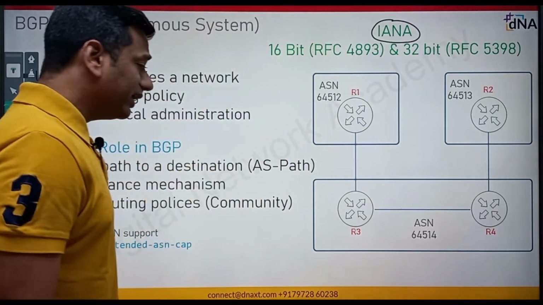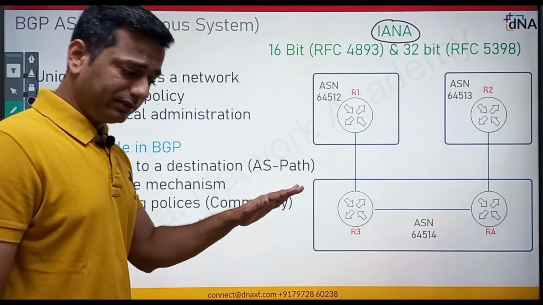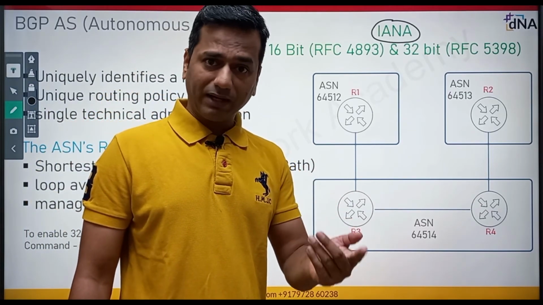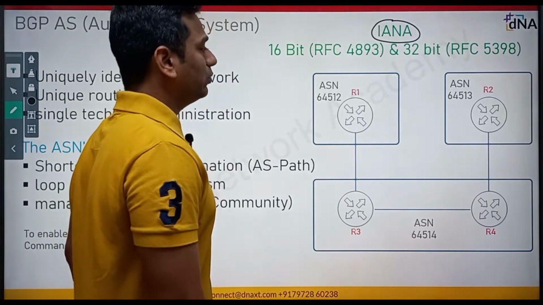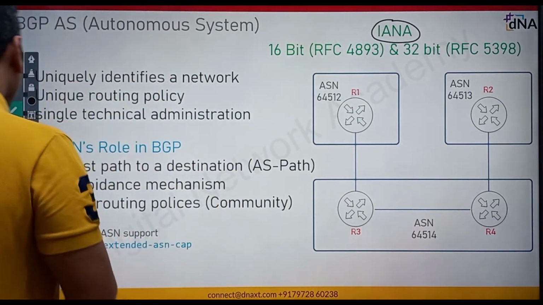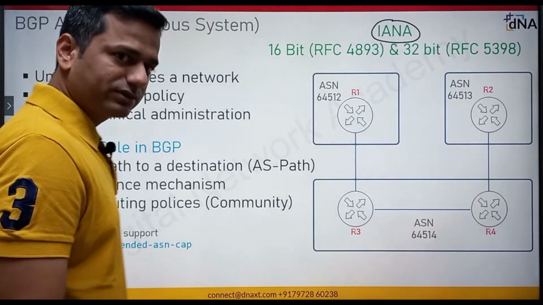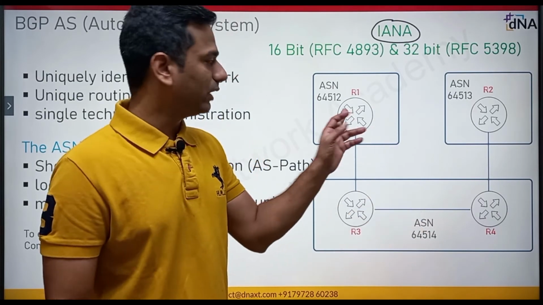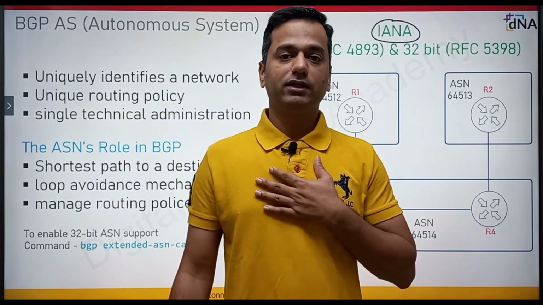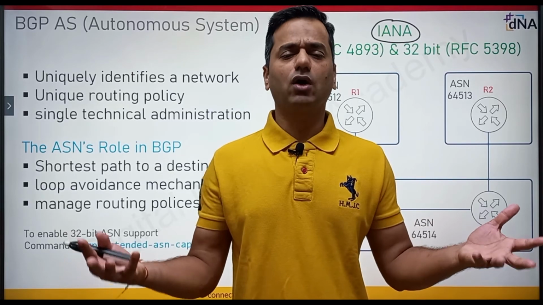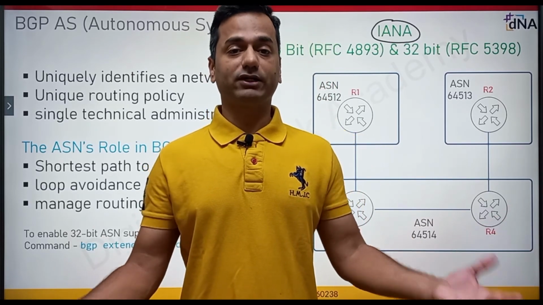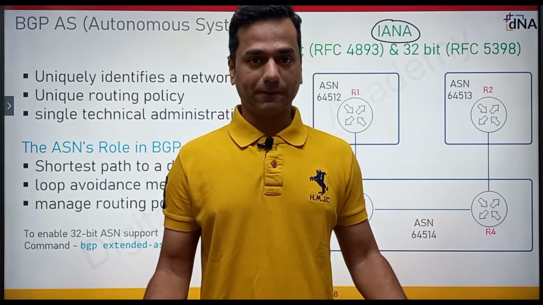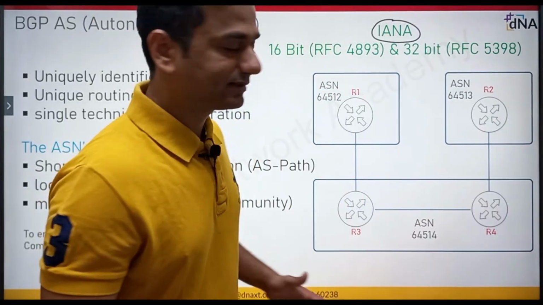Now, in the previous slide we talked about the AS number being used to calculate the path to reach the destination. AS number uniquely identifies a network. In ASN 64512, here I have mentioned one router. Maybe I am a service provider, and across the globe I have 1,000 routers. How do I identify the network when I have BGP? Based on the AS number. Clear? Okay.